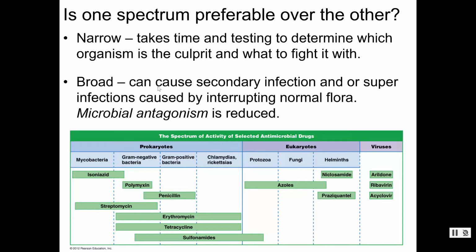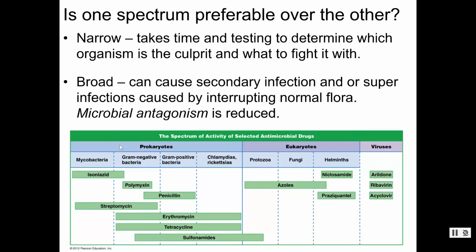When we're dealing with a broad spectrum antibiotic, our normal microbiome is taking up space. This is back to that concept of microbial antagonism, when our normal microbiome protects us against pathogens just by taking up space, using nutrients, and that kind of thing. So a broad spectrum antibiotic will reduce our microbial antagonism and allow yeast to grow.